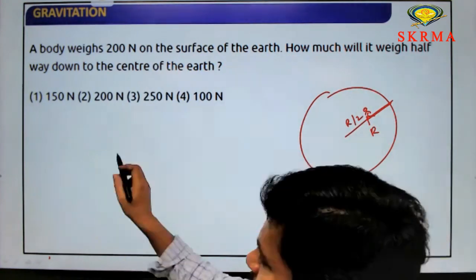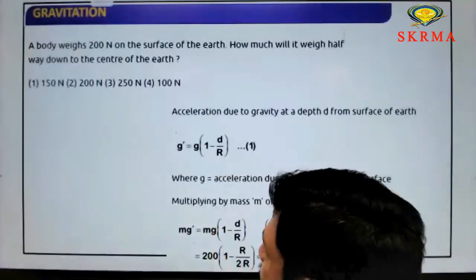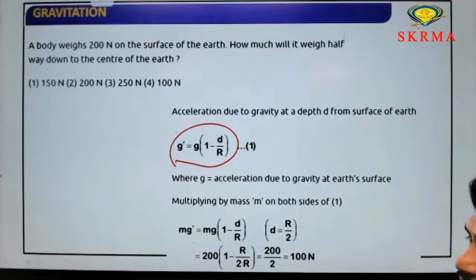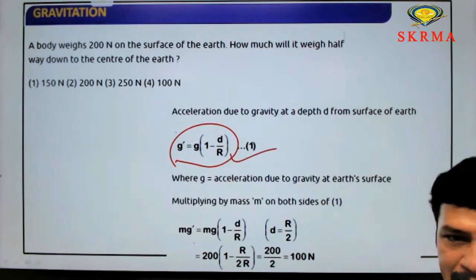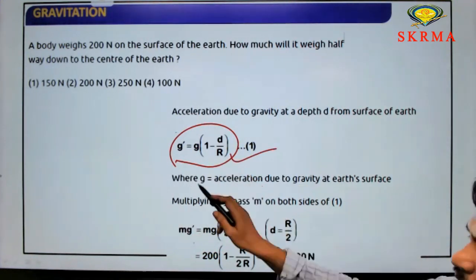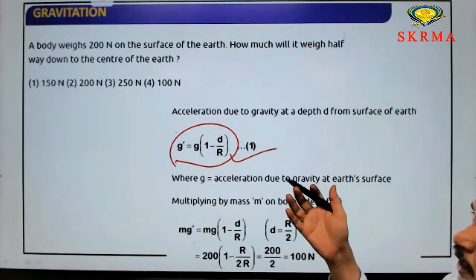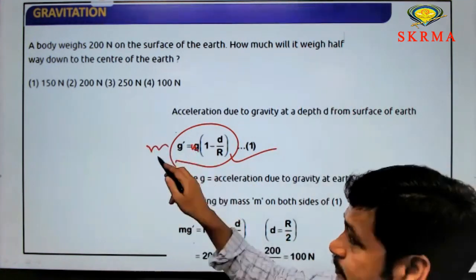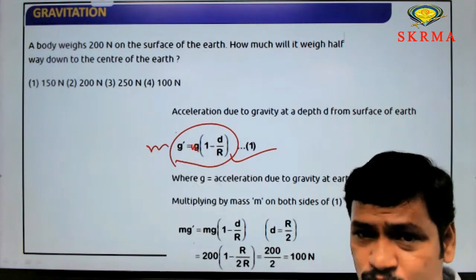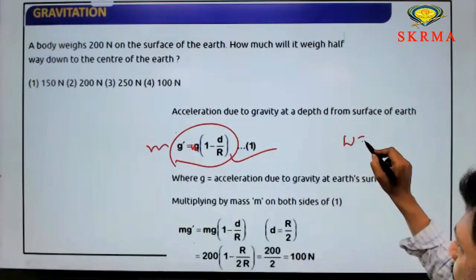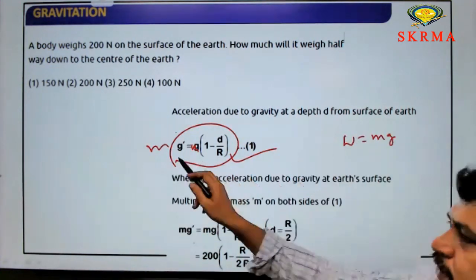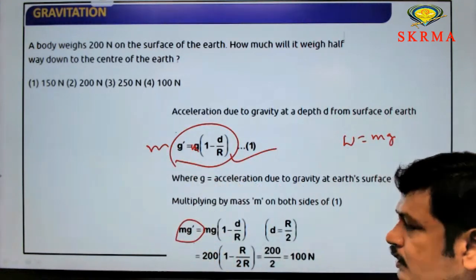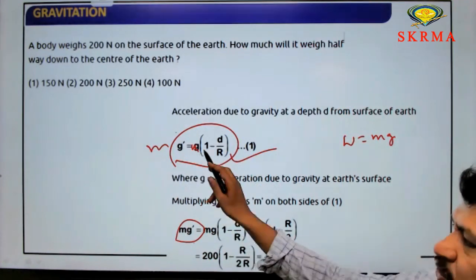From the basic equation, you can obtain the gravity at depth d. You are moving towards the center. That's why we consider the equation at a depth d. Here we have to find weight, so we have to multiply with m on both sides, because mg is weight. W is equal to mg. That's why here mg dash, the weight at that location, is equal to mg into 1 minus d by R.